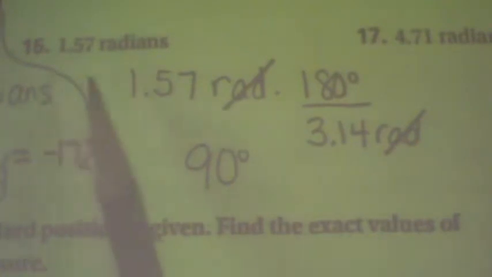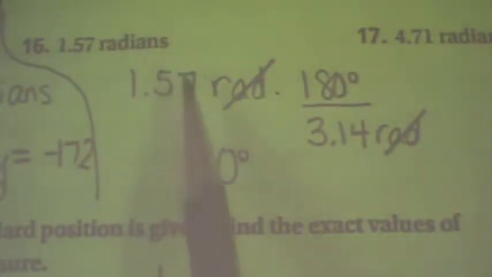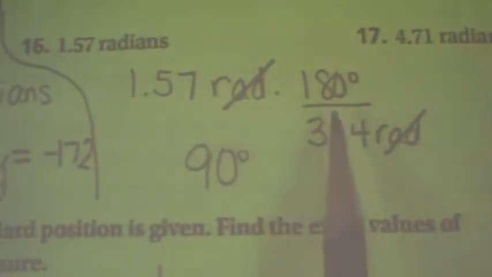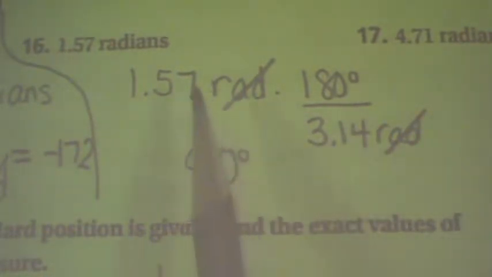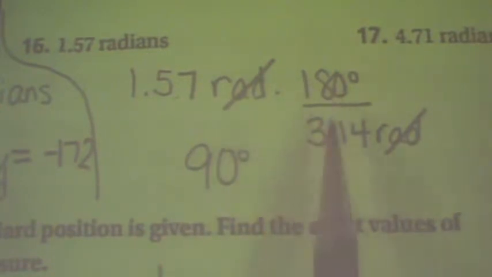Same with this one. 1.57 radians. Pi is not here, so we're not going to do 180 over pi. We're going to just change the pi to 3.14. So the radians cancel, and if you multiply 1.57 times 180, divide that by 3.14, you should get 90 degrees.